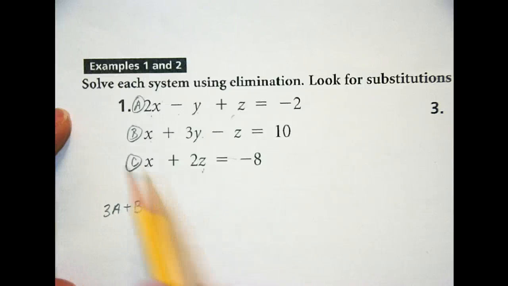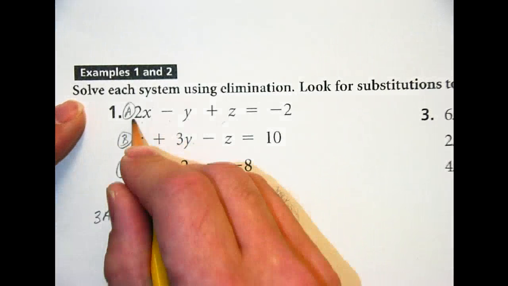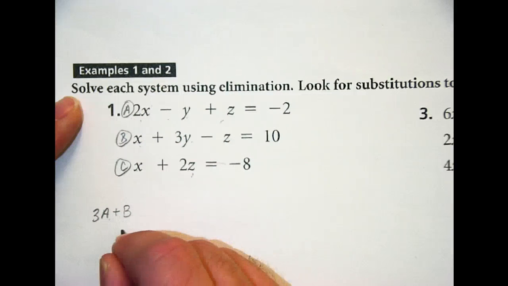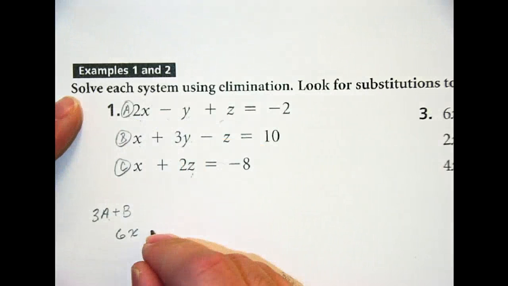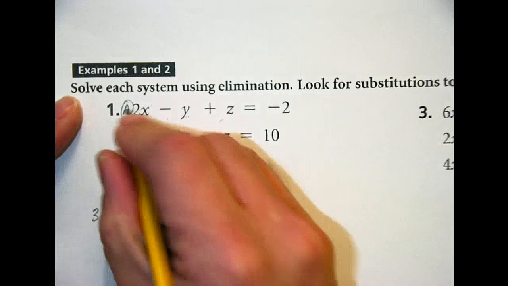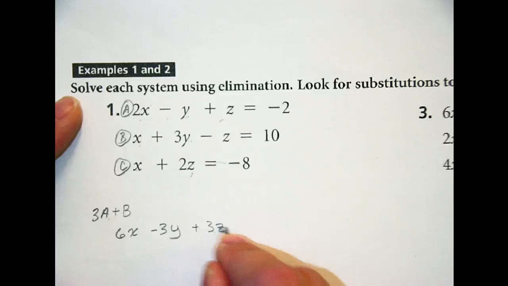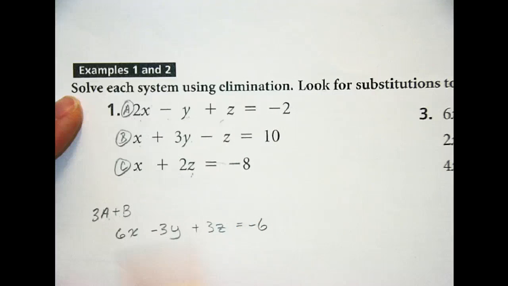Okay? So we're saying 3A plus B. As Alyssa said, we're multiplying this one by 3. That's what 3A means. So 3 times 2 is 6x. And 3 times negative y? Negative 3y. And 3 times z? 3z. And 3 times negative 2? Negative 6. I always just quick double check.